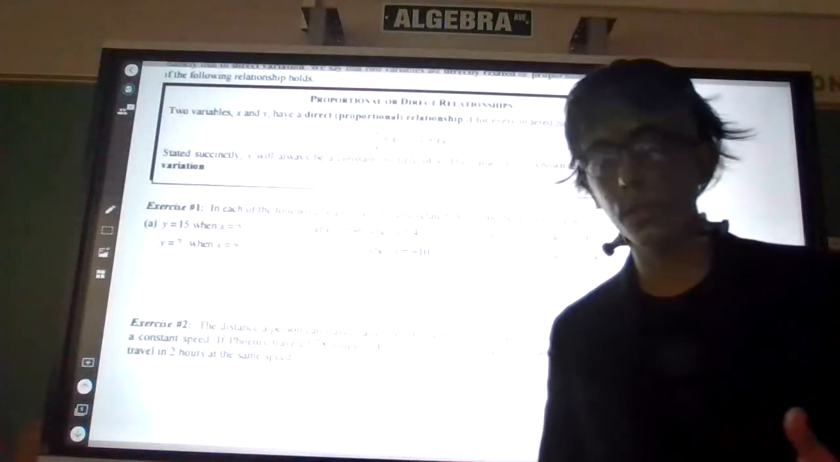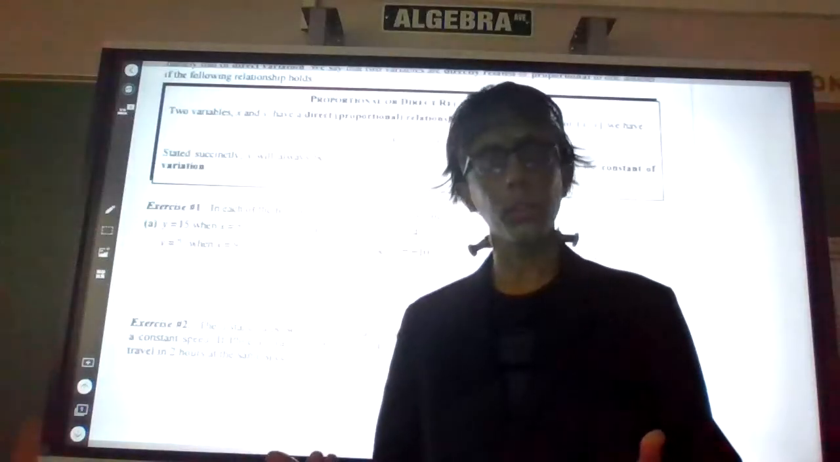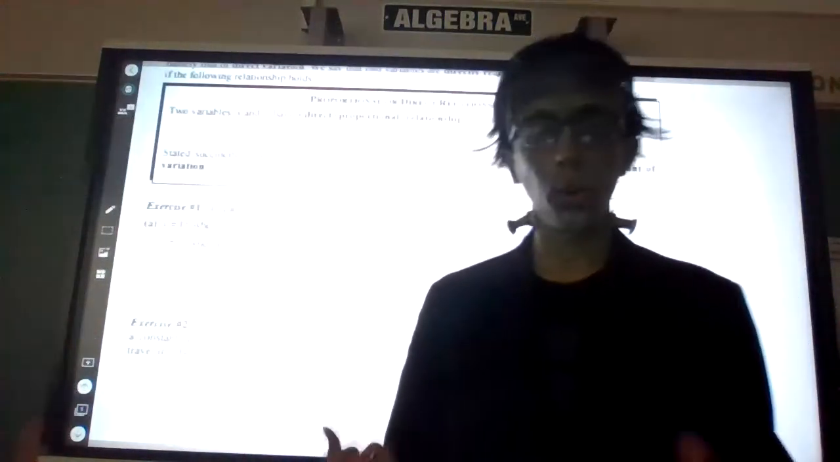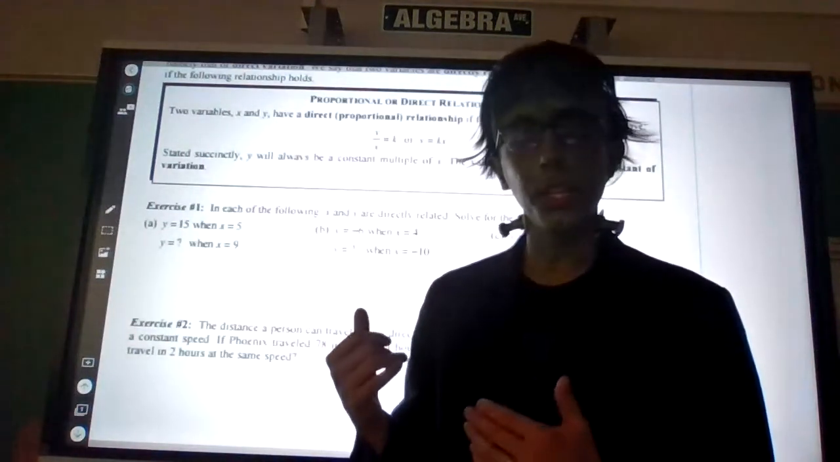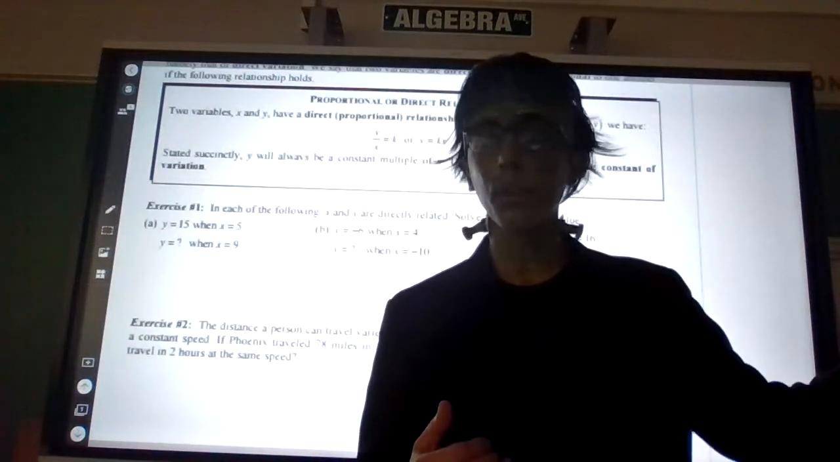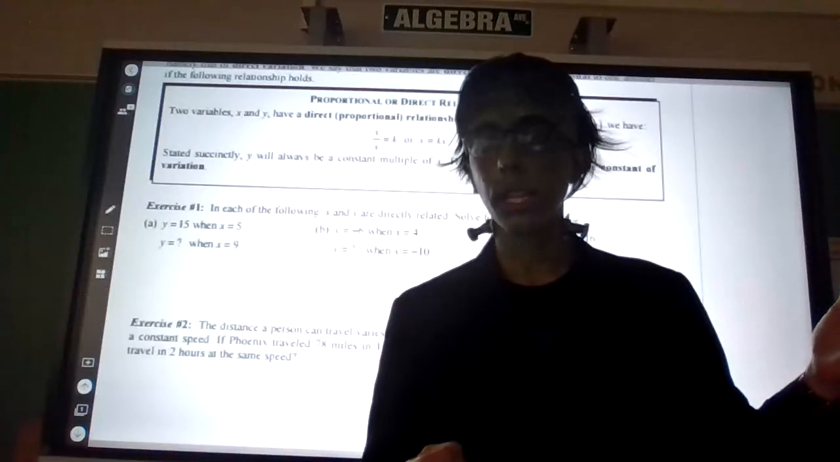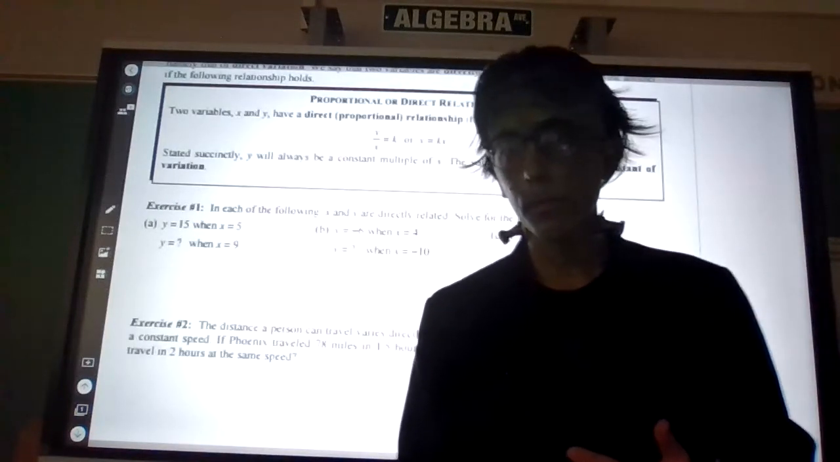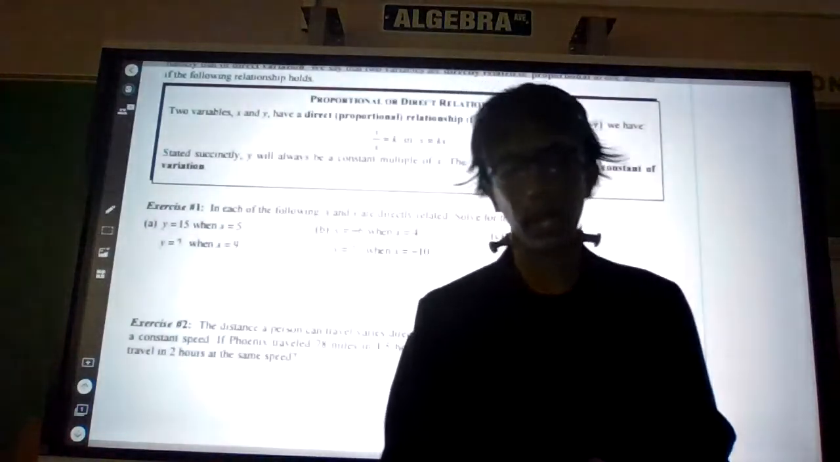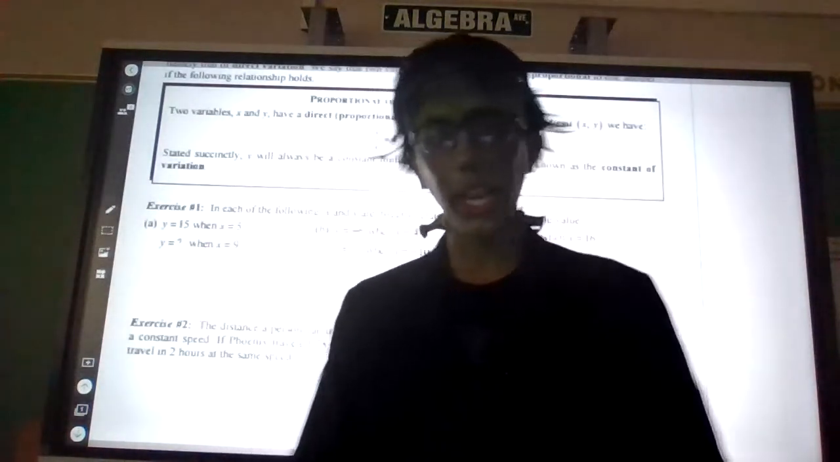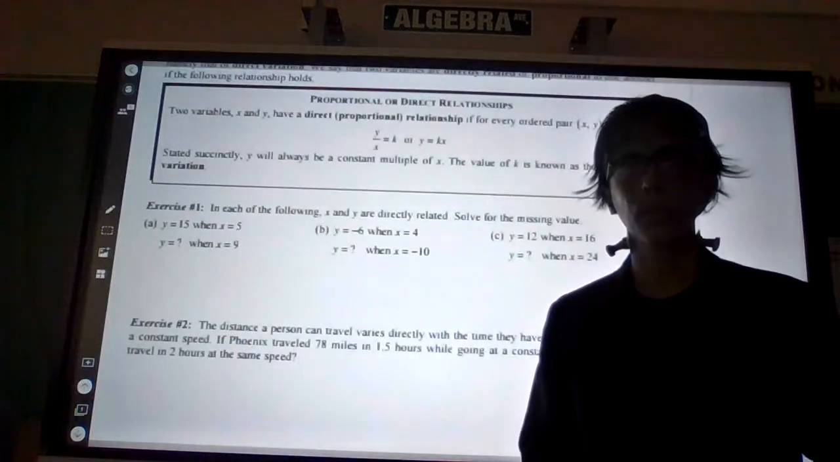Of course, y is your dependent variable, x is your independent variable, so y still depends on x. And in this kind of relationship, if x goes up, y is going to go up. If x goes down, same thing for y. So that is the idea here of a direct relationship.